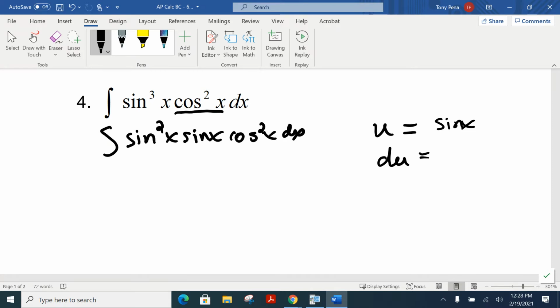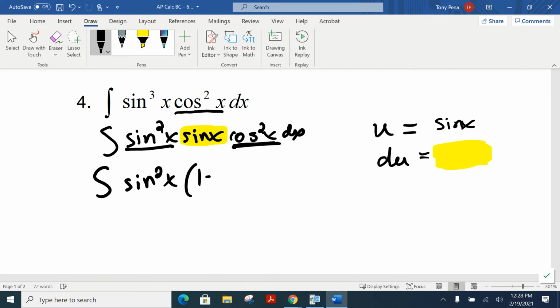Remember how I talked about it would be nice to create a single trig function so that our du would take care of that singleton. We're close now, so what we're going to try and do is I want just this sine to remain. And the way I'm going to be able to do that is I'm going to take my sine squared. I'm going to rewrite cosine squared as 1 minus sine squared.